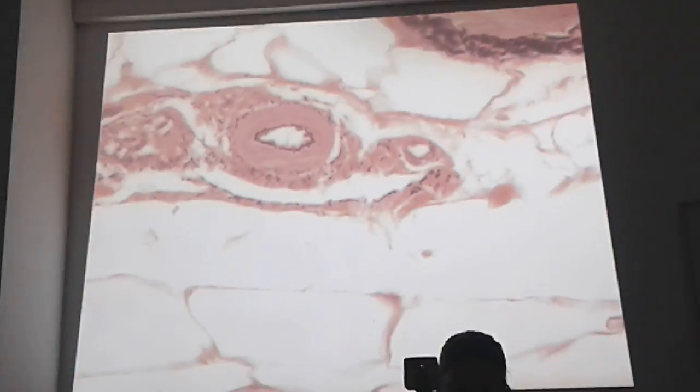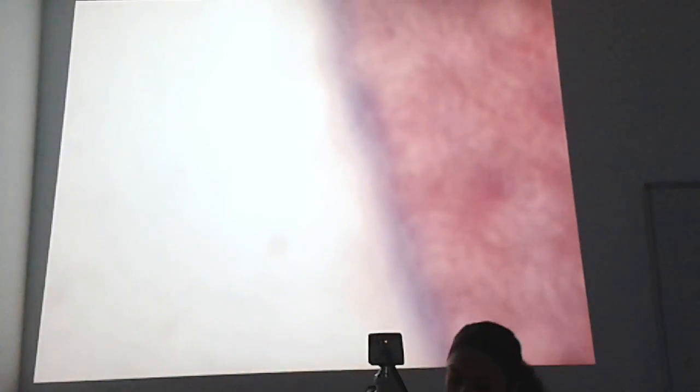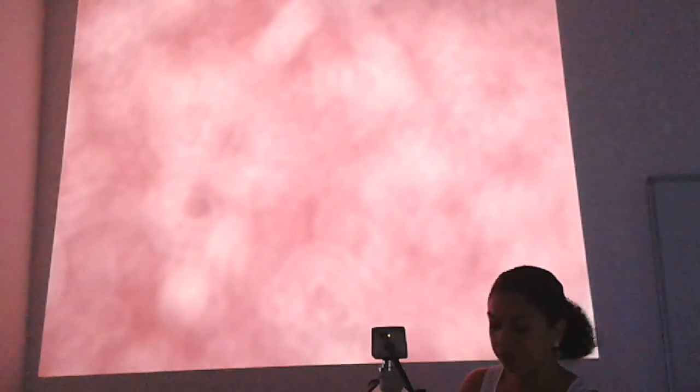The second example I'm going to show you is simple cuboidal epithelium. The example I'm going to show you is the tubules of the kidney.